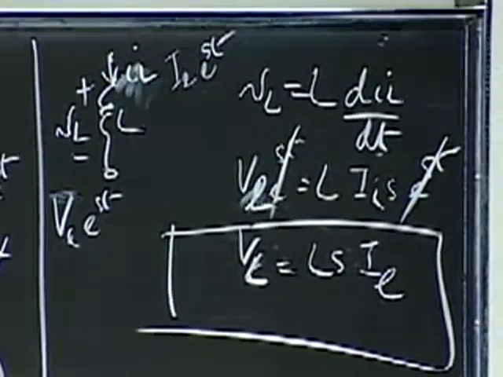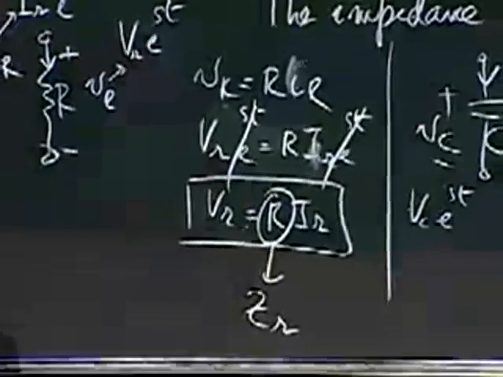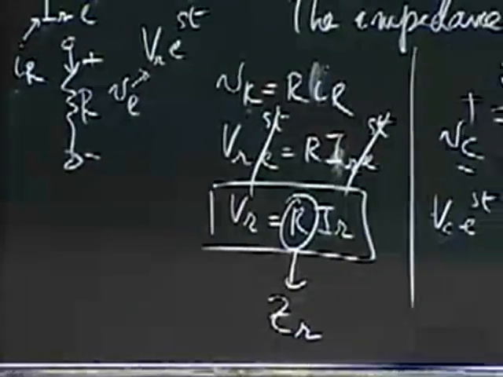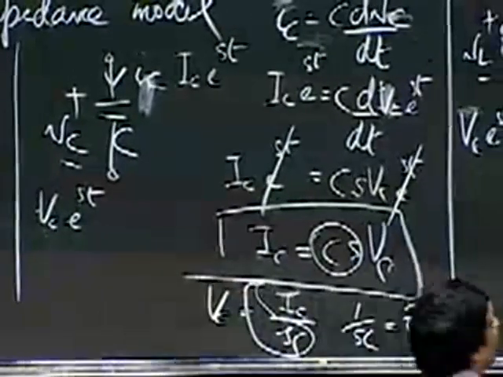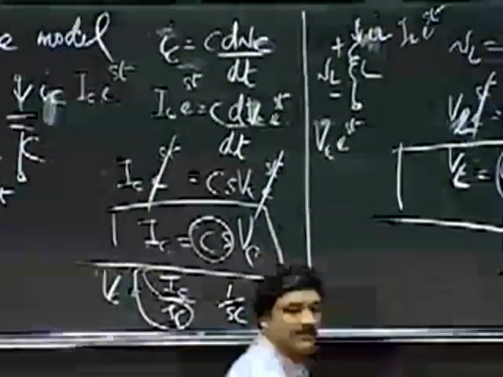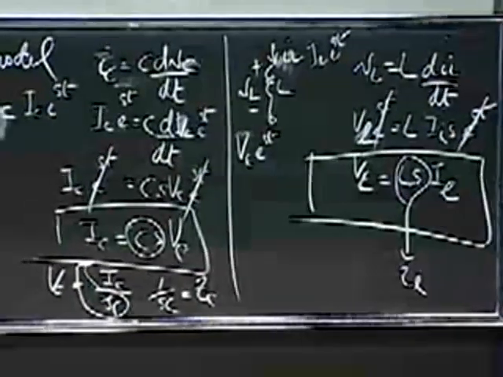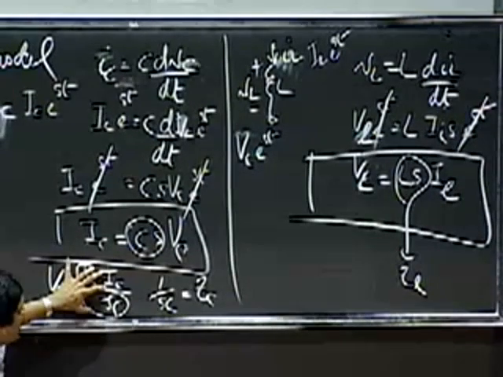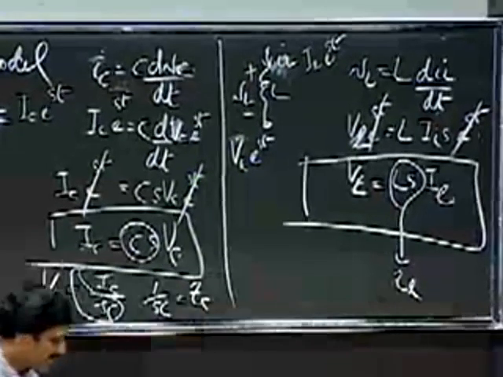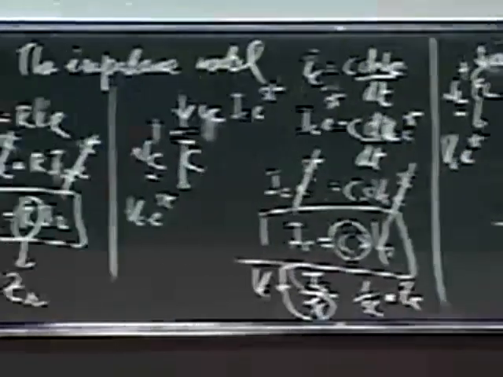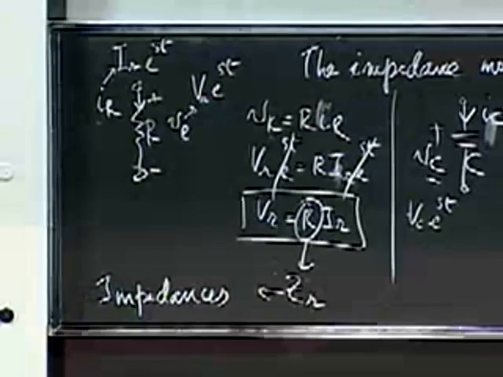What I'm going to do is give this the name ZR, give this 1 by sC the name ZC, and give this the name ZL, because each kind of behaves like a resistor. So the resistor simply becomes ZR, 1 by sC behaves like a resistor so I call it ZC, and this is ZL. These are called impedances.